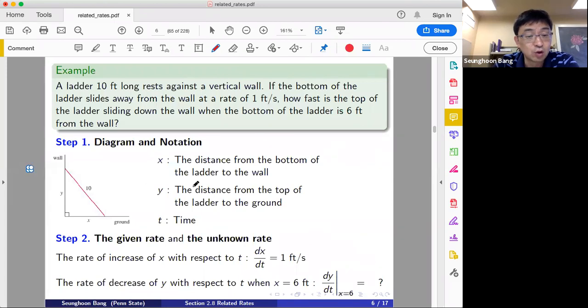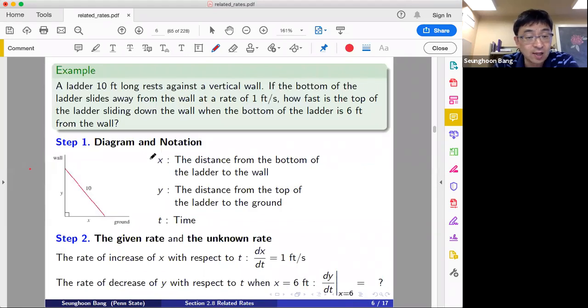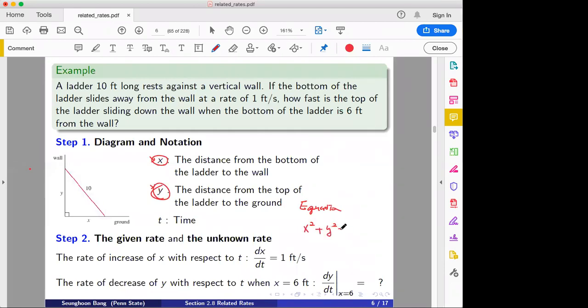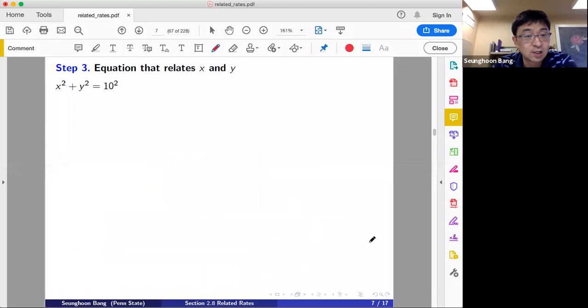The next step, you need to find an equation that relates x and y. What's the equation? Do you know an equation with x and y? You can use the Pythagorean theorem, right? Yes, this is a right triangle. We can use the Pythagorean theorem: x squared plus y squared equals 10 squared. You're right. So we have x squared plus y squared equals 100.